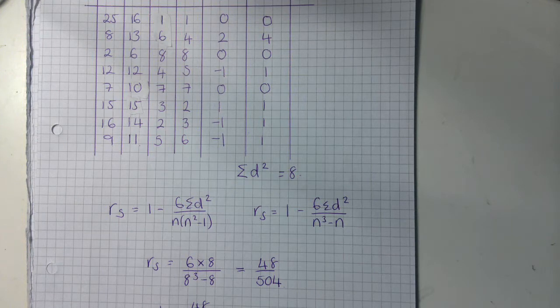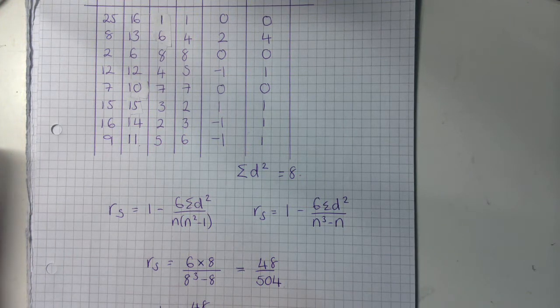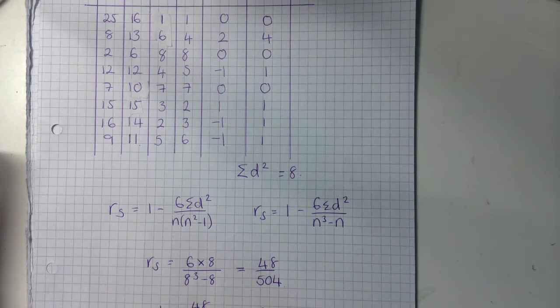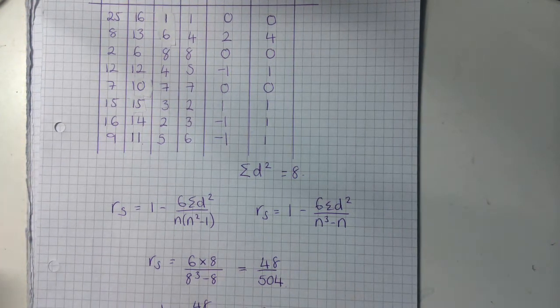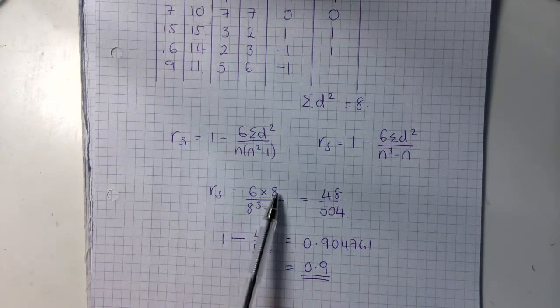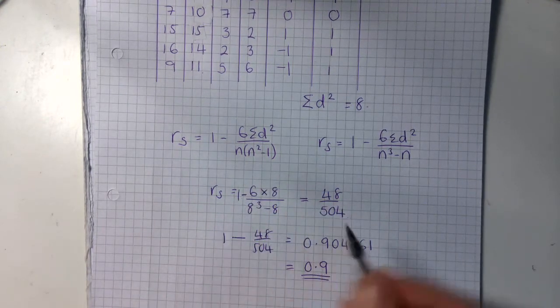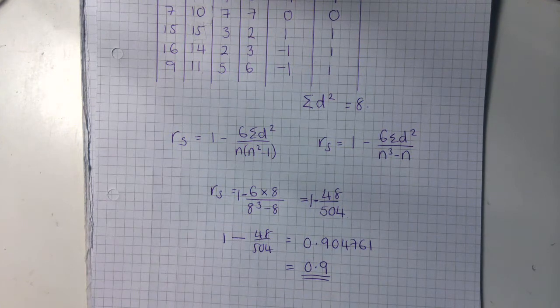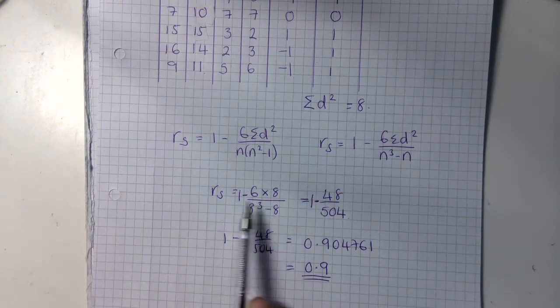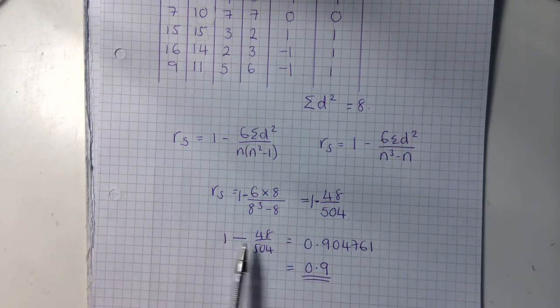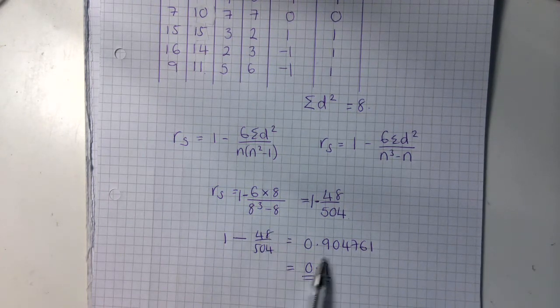You plug it into your calculator, and you should end up with 0.904761, or 0.9 to 1 decimal place. I'll just move that up so you can see it. As I say, that's the bit that's always forgotten, to take away from 1. So you do 1 take away what you've worked out, 0.9.